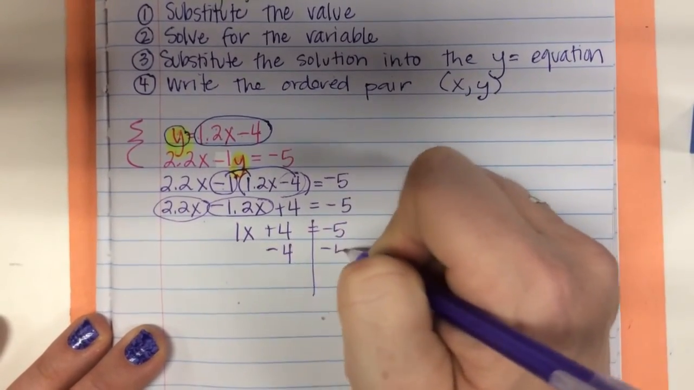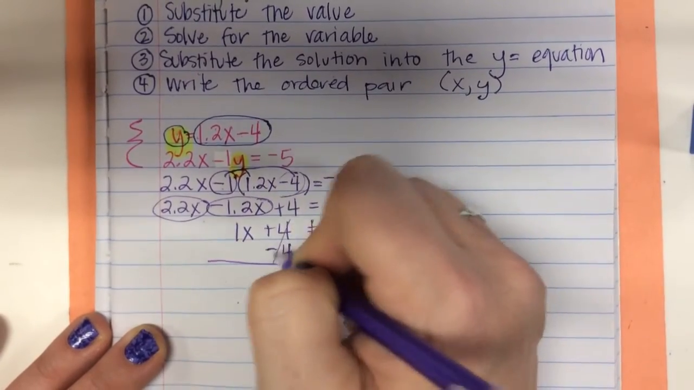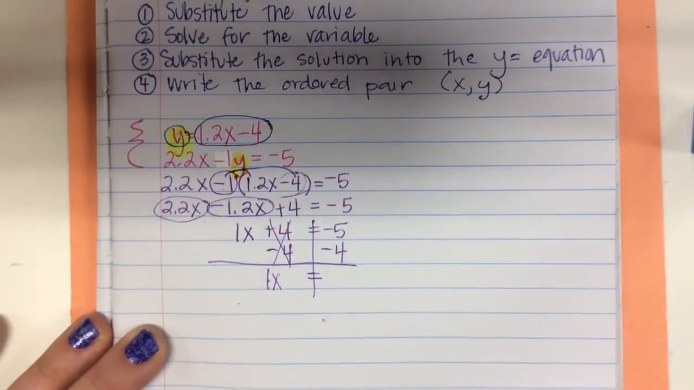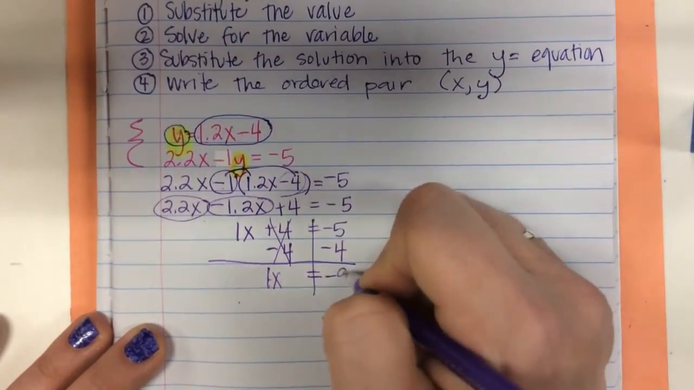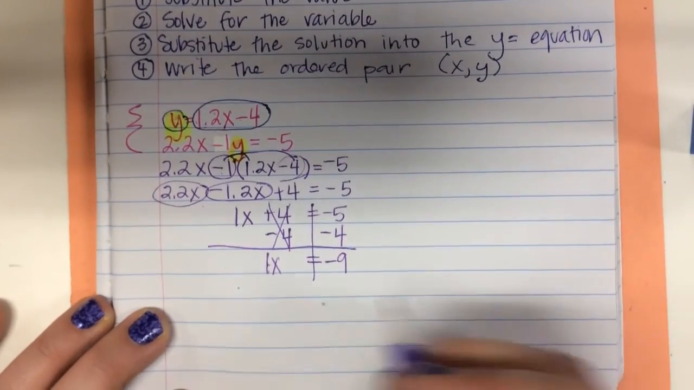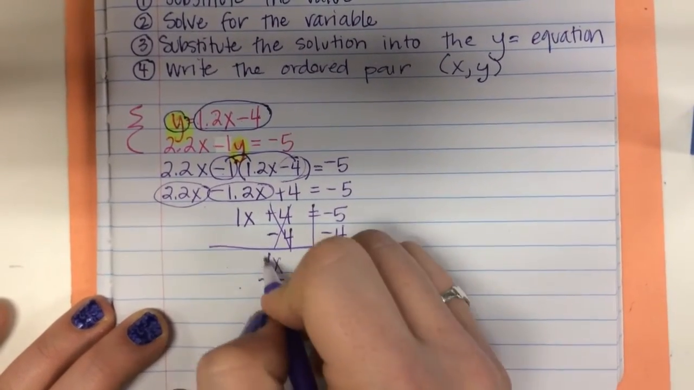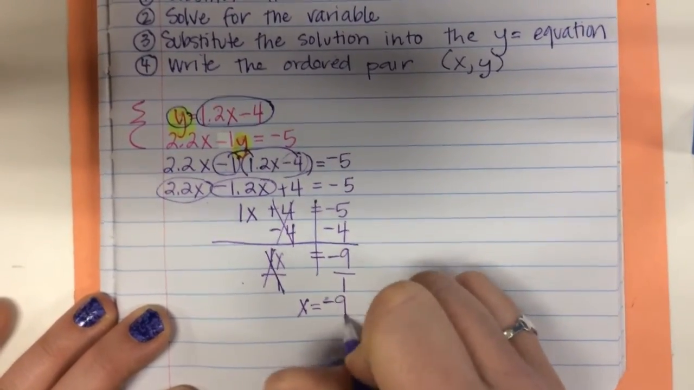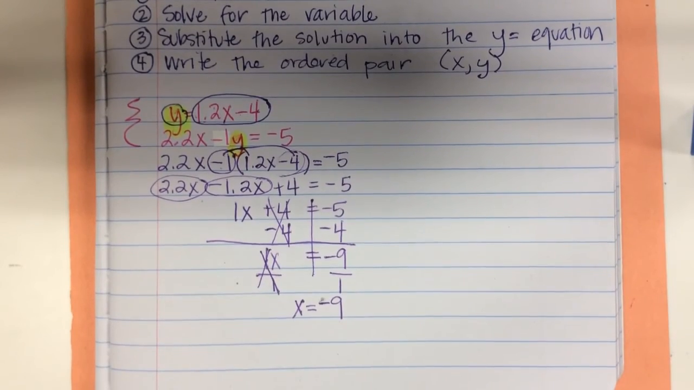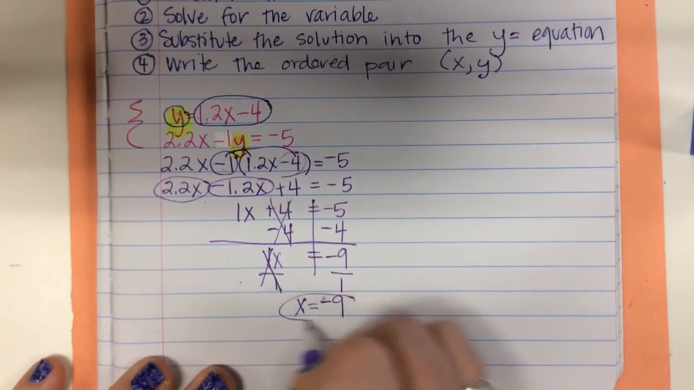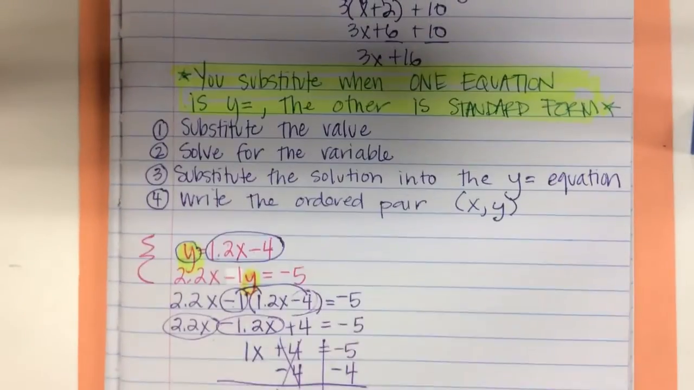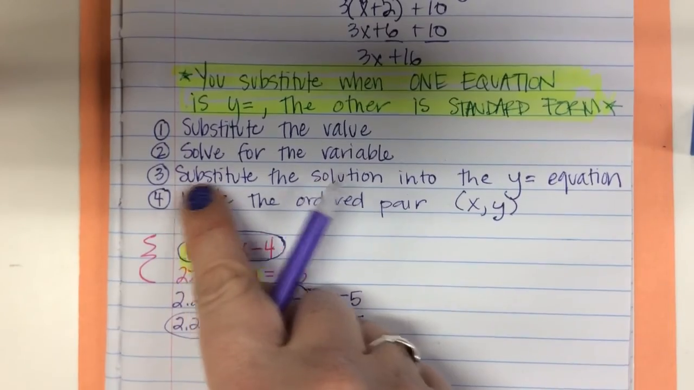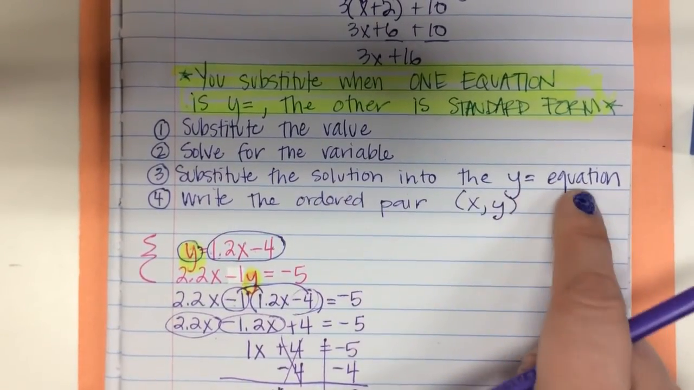Minus 4. One x equals -9. Divide by 1. X equals -9. So I've got one value. Substitute the value, solve for the variable. Step 3, substitute the solution into the y equals equation.